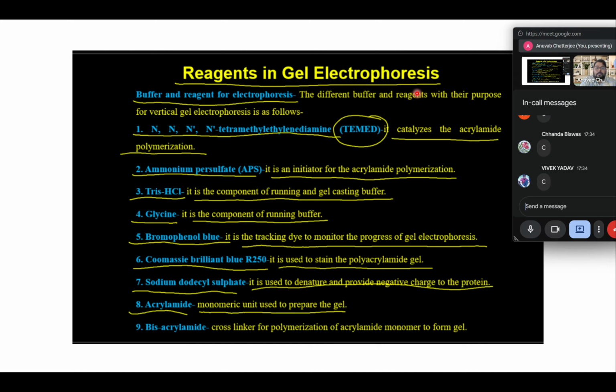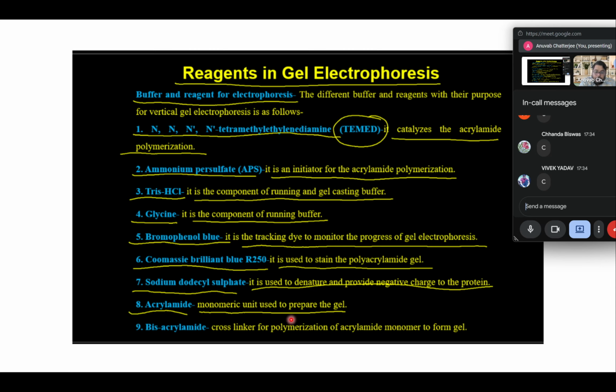Okay, so we look at the gel. The gel is made out of, as we have seen, acrylamide, which is the monomeric unit used to prepare the gel, and two other interesting molecules. One is TEMED, and the other is APS, or ammonium persulfate.